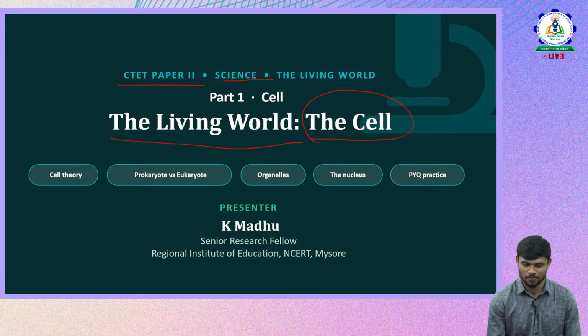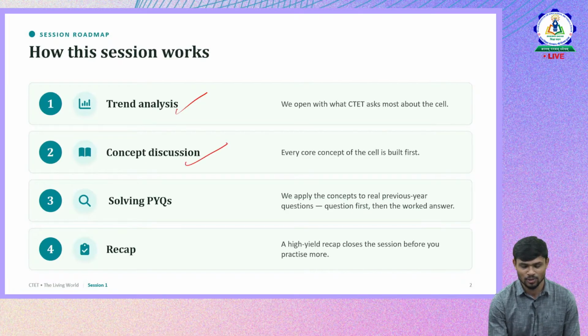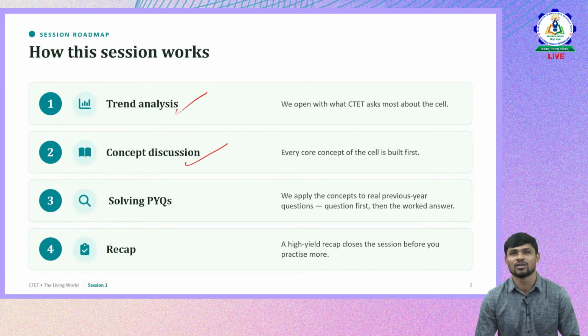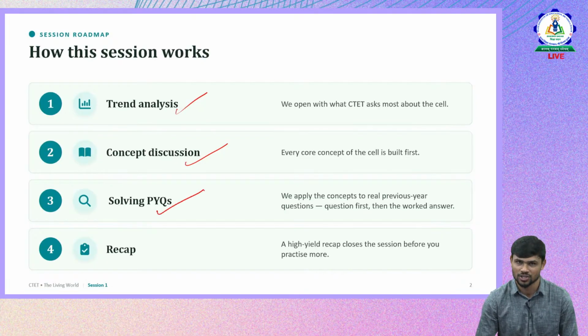So what are we going to do in this session? How are we going to carry forward this session, and what are we going to discuss in part 1 of the living world? We'll first discuss the questions that were asked previously, what concepts they are touching more, and how the questions are being asked. Then we'll discuss the major and common concepts which CTET is trying to test in the people who are giving the exam. Next, we'll also discuss some of the previous year questions based on the content that we discussed. At last, we will have a recap. So this is how our session is going to be.